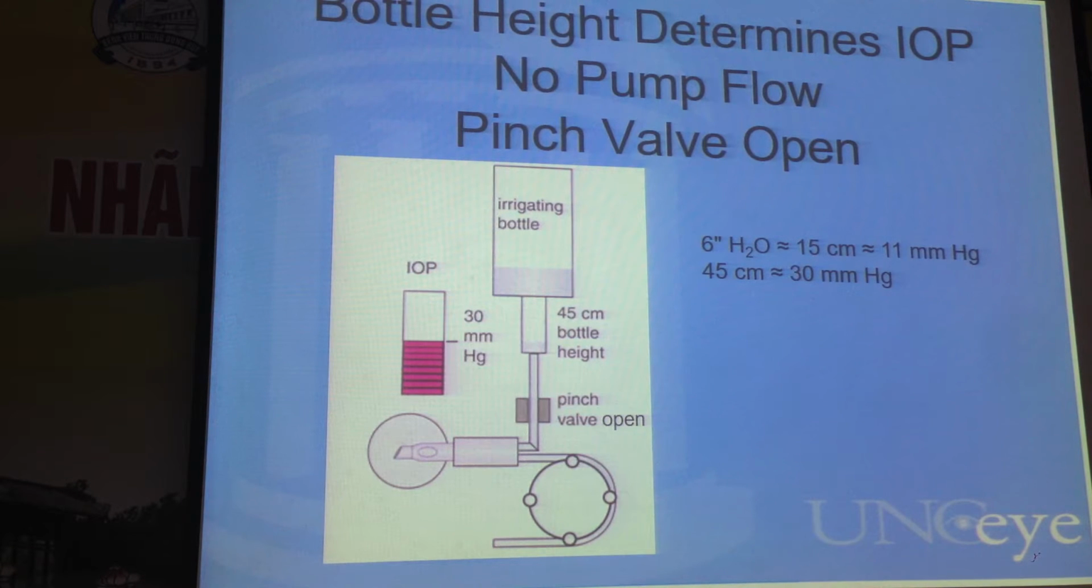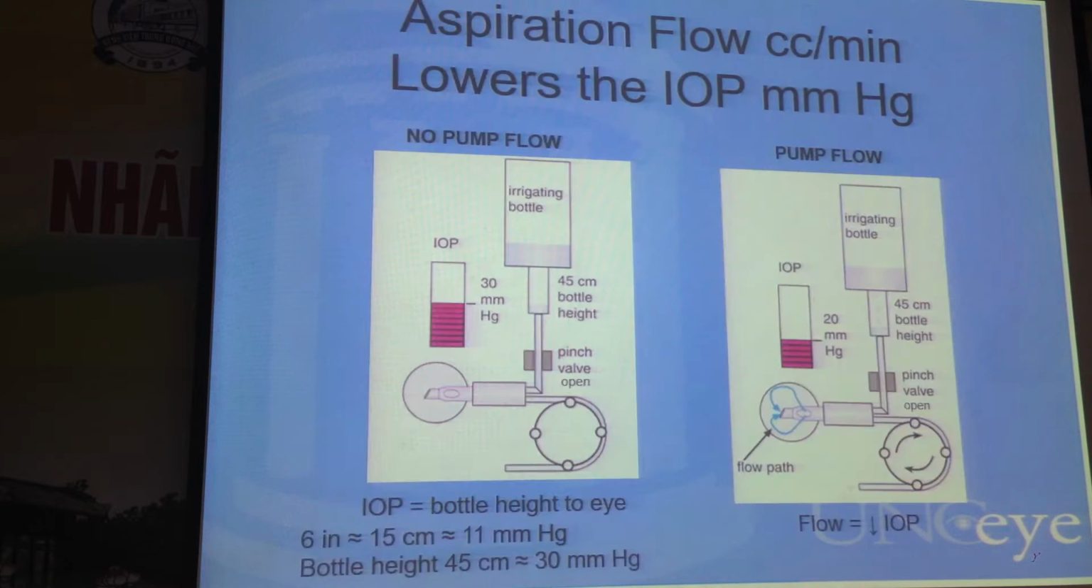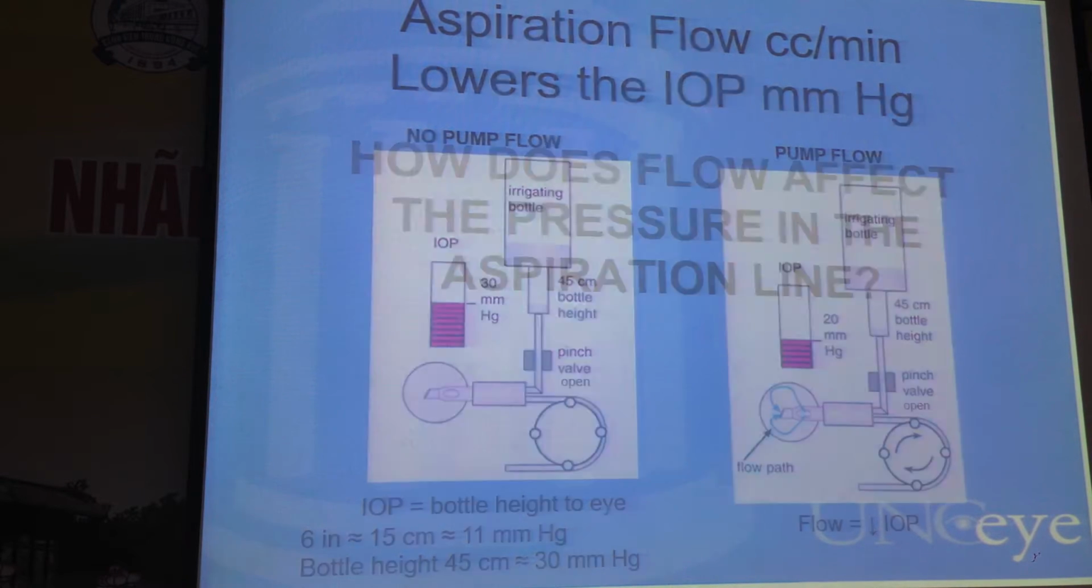Now this obviously changes during your procedure. How does it change? What do you do to make it change? When you start the pump flowing, what you're actually doing is reducing the intraocular pressure in the anterior chamber. So any kind of pump flow reduces the intraocular pressure in the anterior chamber.